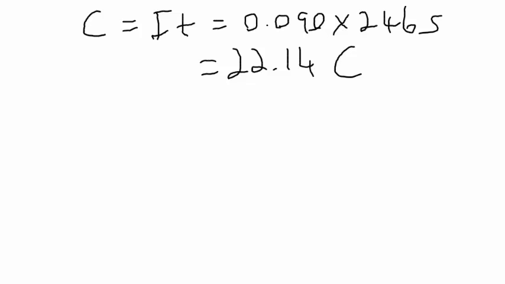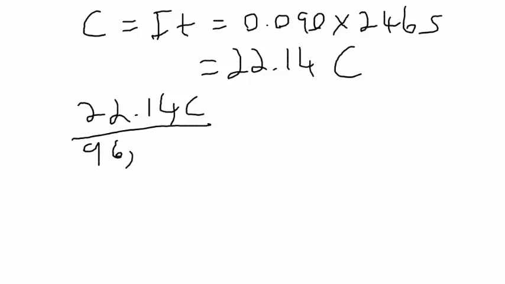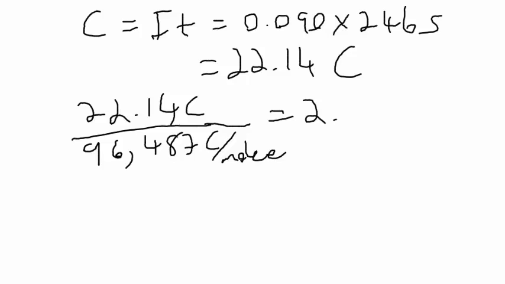And we know the Faraday constant is the charge of 1 mole of electrons. So if we take the total charge and divide it by the Faraday constant, which we can look up, is 96,487 coulombs per mole of electrons, then we can figure out how many moles of electrons have been transferred. And that ends up being 2.29 times 10 to the minus 4 moles of electrons.